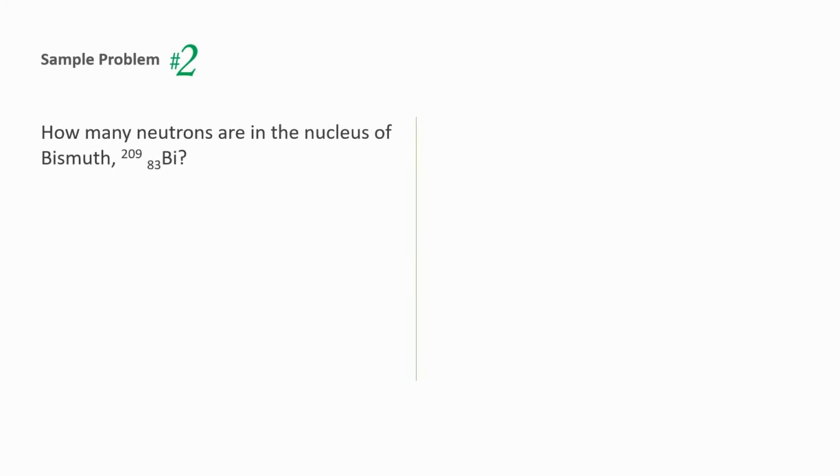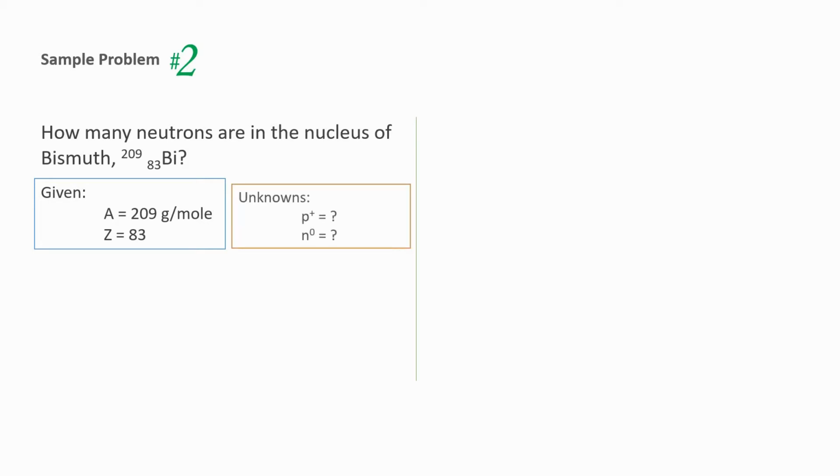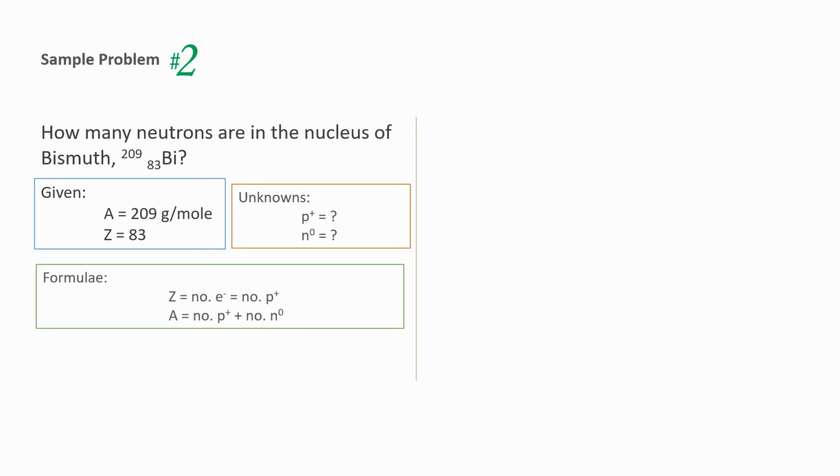For sample problem number 2, we are supposed to look for neutrons that are found in bismuth 209-83. So remember, 209 is the atomic mass and 83 is the atomic number. Where did we get the information? We got it from the periodic table. So the unknowns are the number of protons and the number of neutrons. So how do we figure that out?